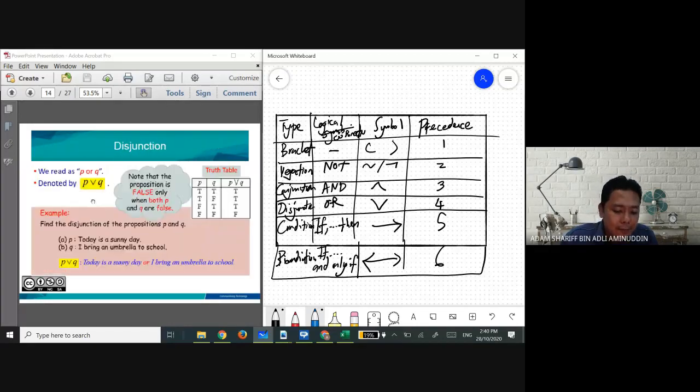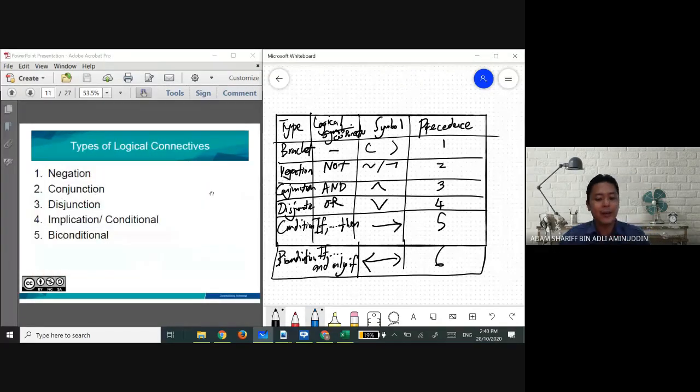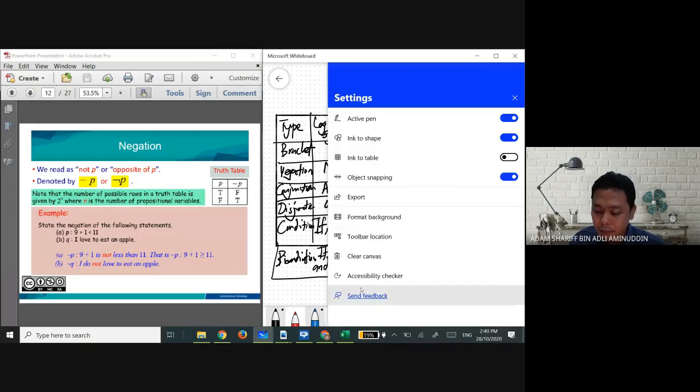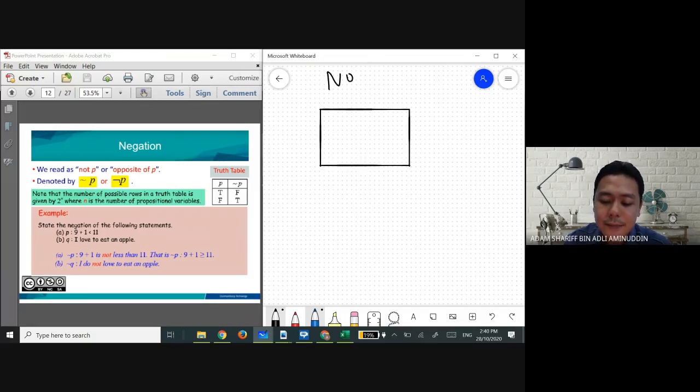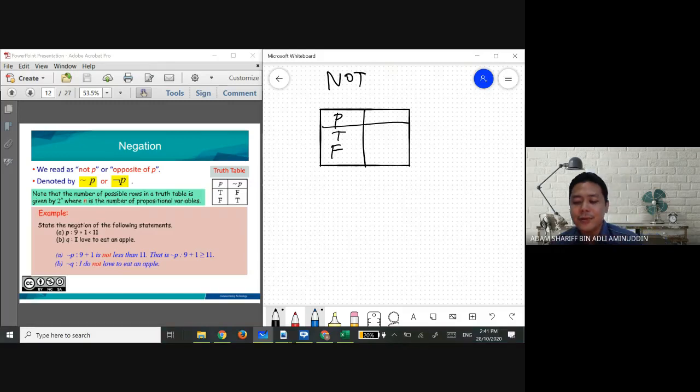Okay, we proceed back with the truth table, with its connection to the logical connectives. There are some properties associated with all of these logical connectives. We start with the simplest one, which is the negation, or not. As you look in the slide there, this is for not P. It can either be true or false.